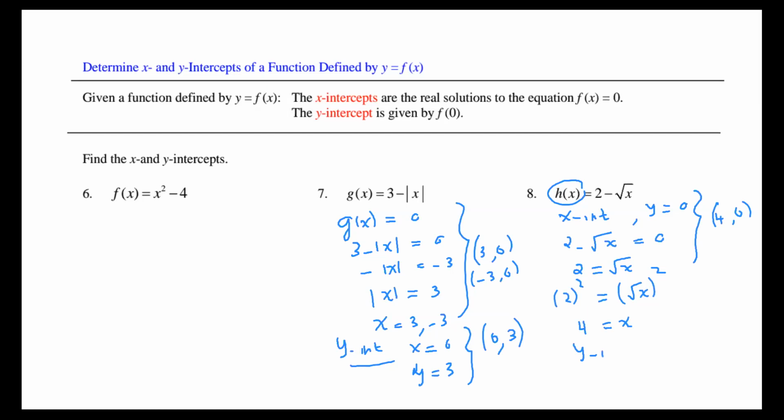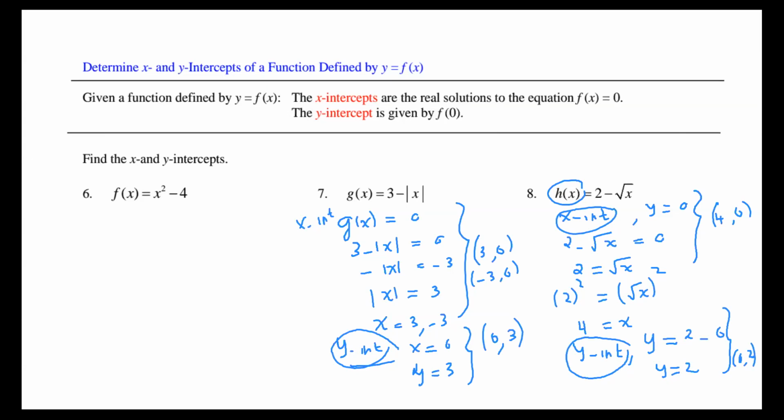And the y-intercept is, you have to make x equal to 0. So it's going to be 2 minus 0, which is just 2. So the y-intercept is (0, 2). So that's the rule. To find the x-intercept, make y equal to 0. To find the y-intercept, make x equal to 0.